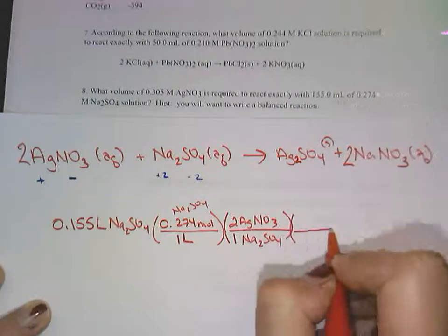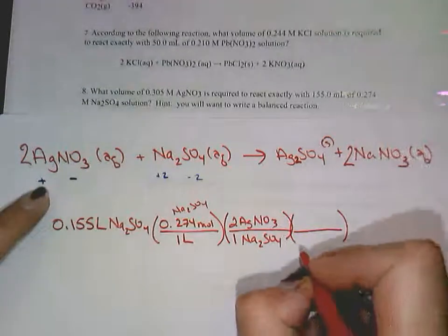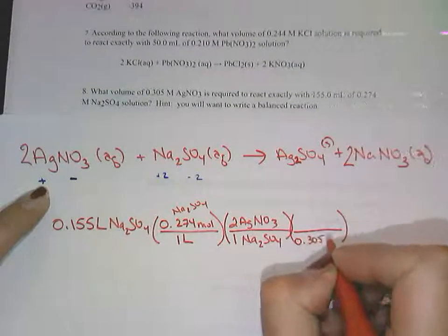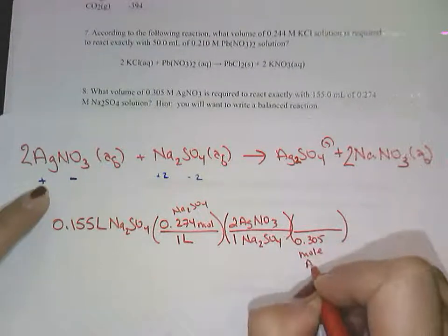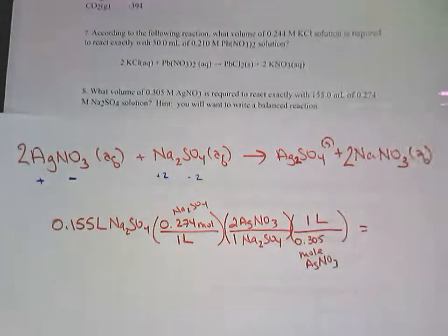All right, now I'm in moles of silver nitrate. How do I get to liters? I use the molarity. So I put the moles on top or on bottom this time? Bottom. What is that? Turns out to be 0.155 times 0.274 times 2 divided by 0.305.